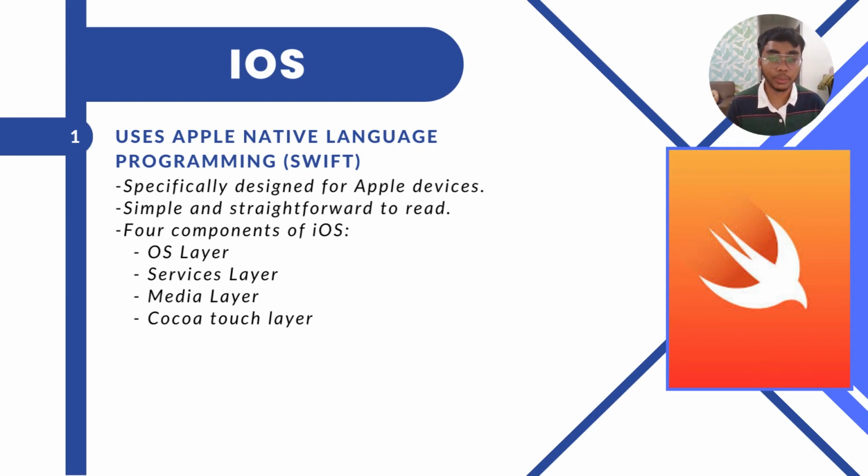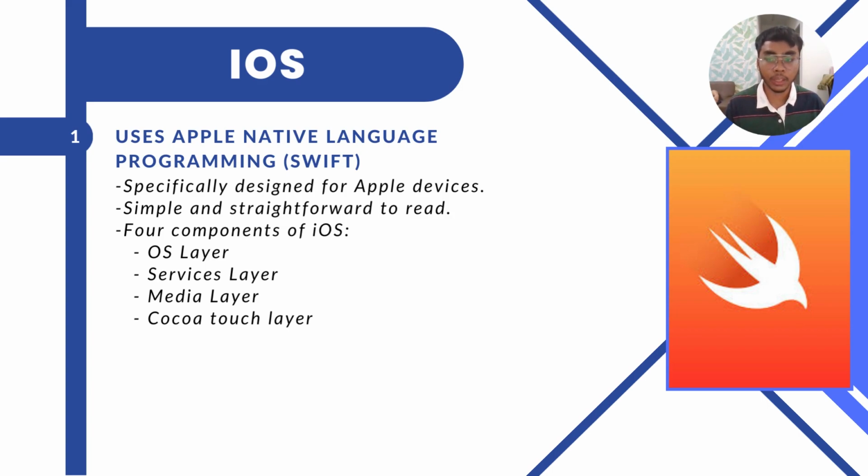Okay, now we'll talk about implementation on iOS. On the other hand, applications on iOS are developed using the Swift language. Swift is a modern programming language, especially crafted for Apple devices. For beginners, the code is fairly simple and straightforward to read. Swift, however, is exclusive to Apple products and is rarely employed outside of the creation of iOS apps. The four components in the iOS operating system are the OS layer, services layer, media layer, and lastly, the Cocoa Touch layer. What are those?